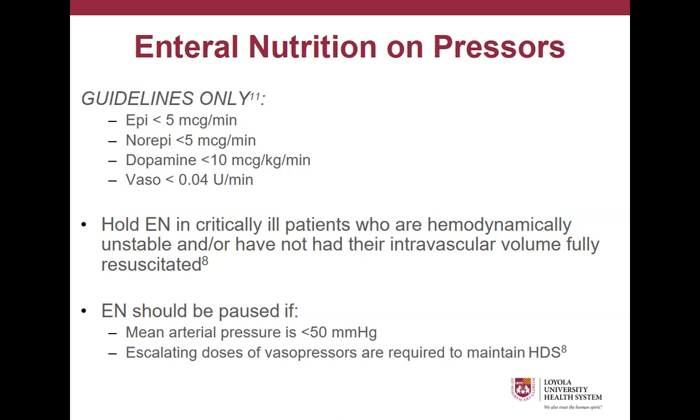Again, ASPEN provided guidelines. We look at MAPs a lot as ICU dietitians. We're watching MAPs and pressor titrations. They recommend if MAPs are less than 50 to hold enteral nutrition. I feel like it's personally a little low. I usually say 60. Or if the patient is requiring escalating doses of pressors to maintain their pressures, that is another time that we would want to hold the nutrition.